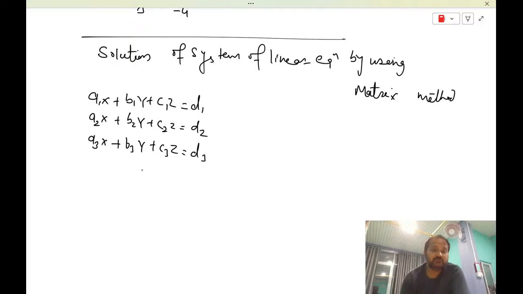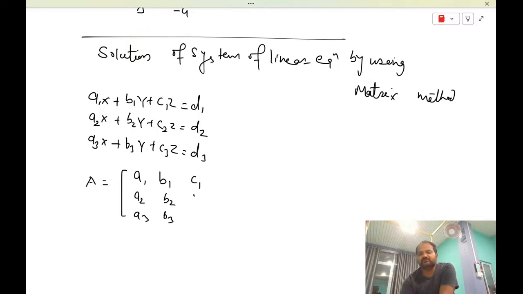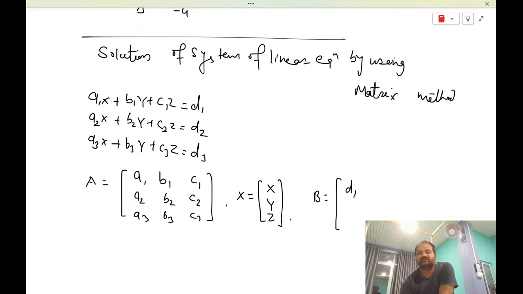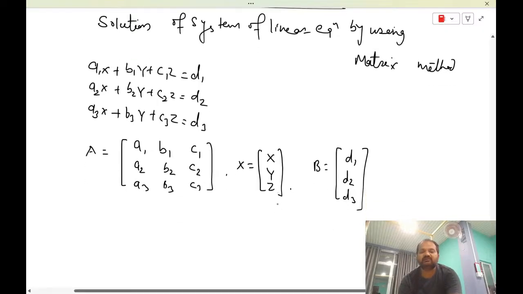Here we will write the equations in the form of a matrix. We are writing in matrix form the coefficients of x, y, z: a1 a2 a3, here b1 b2 b3, and here c1 c2 c3. And here we are writing x to represent the three values x, y and z in matrix form, and we are writing the constant terms, that is d1 d2 d3. So if we multiply, AX will be equal to B.